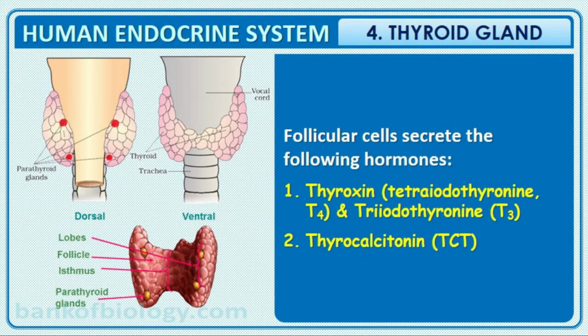Again one more secretion, thyrocalcitonin, TCT. What are the two secretions, two hormones of the thyroid gland? Thyroxine and thyrocalcitonin. The thyroxine is of two types, T4 and T3. T4 means tetraiodothyronine. T3 means triiodothyronine, totally called thyroxine. The other hormone secreted by the thyroid gland is thyrocalcitonin. Is it clear?